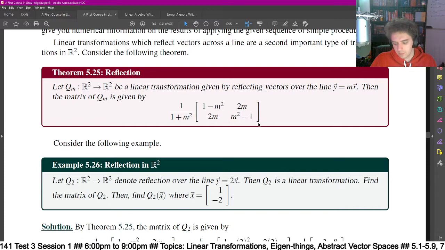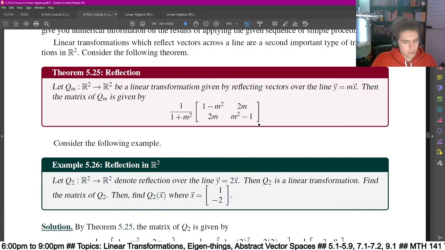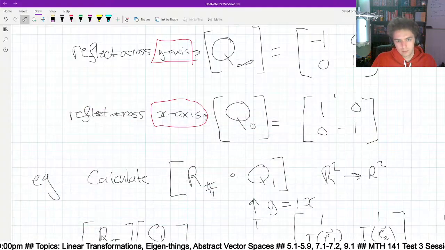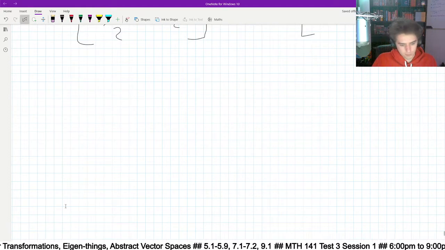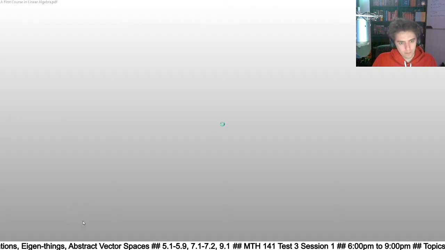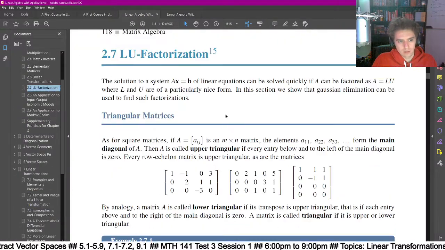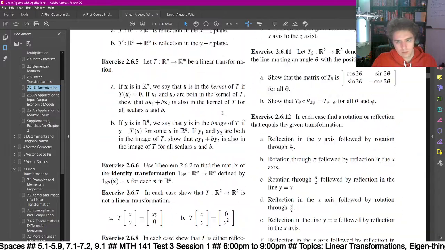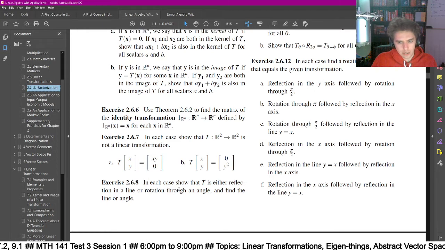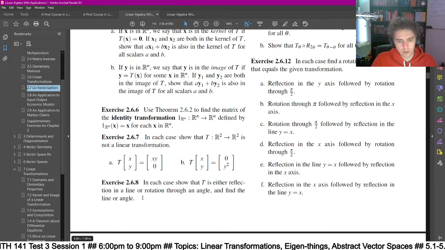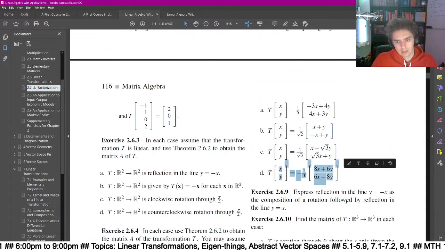All right, cool. Someone asked for a homework question. Yes, it's in Nicholson, 2.6.8 D. 2.6.8 is, in each case, show that T is either a reflection in a line or a rotation through an angle, and find the line or angle. And D is here. This one?